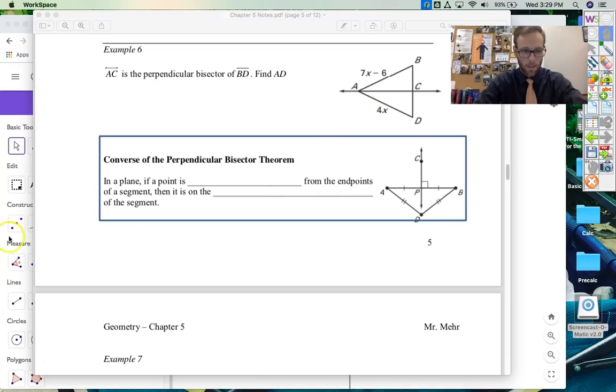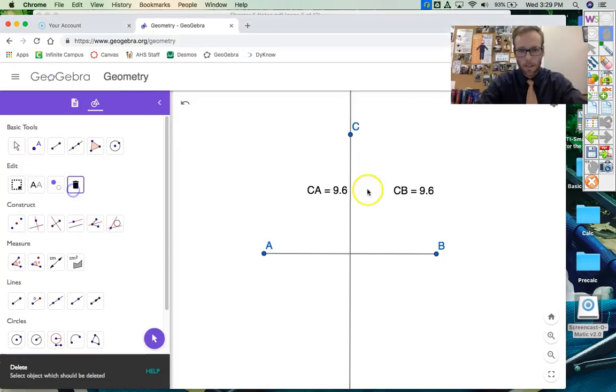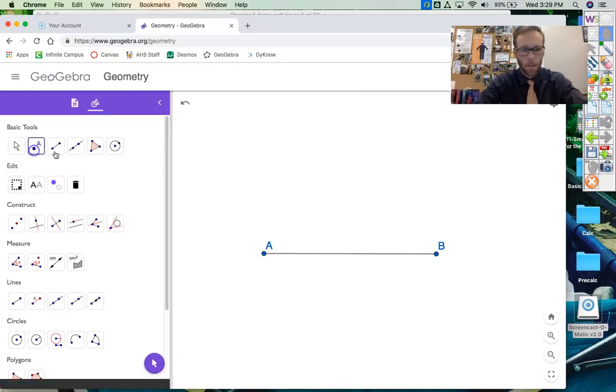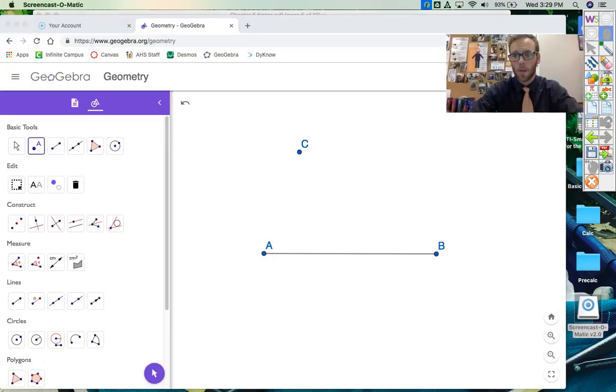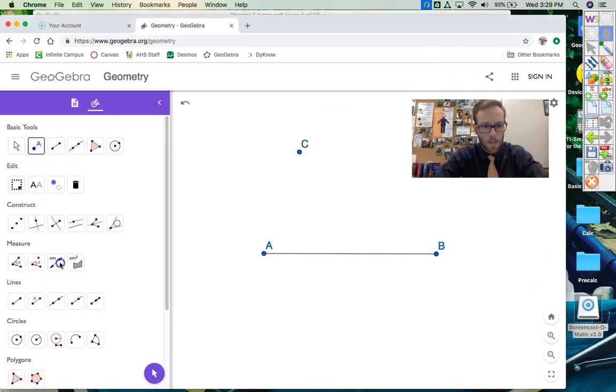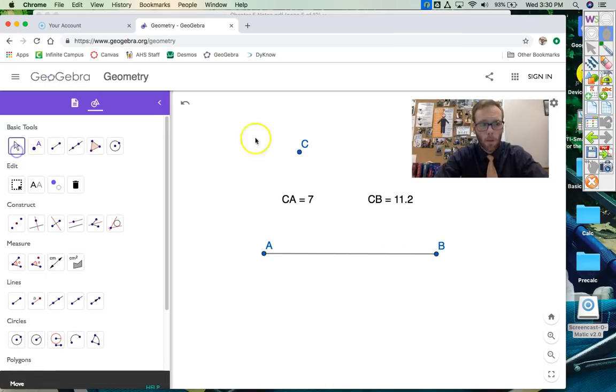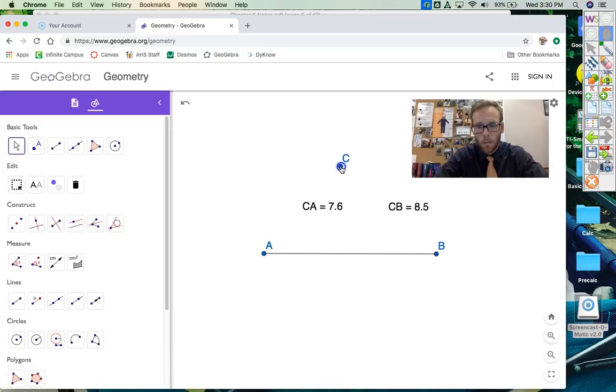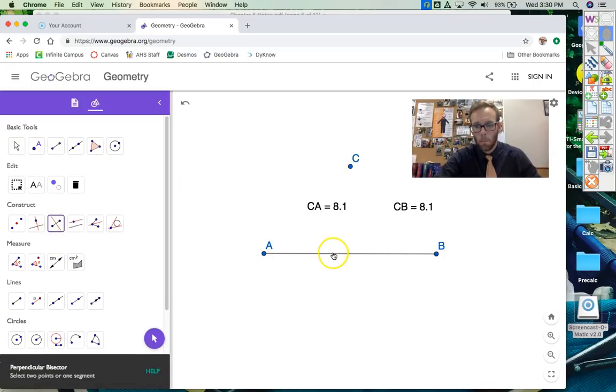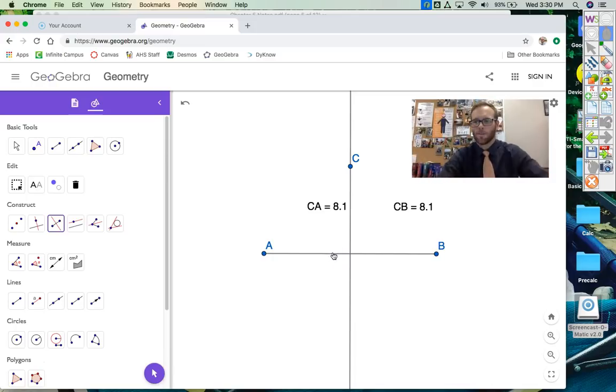Okay, let's take a look in GeoGebra at this one. So let me go and delete this perpendicular bisector. Boom, it's gone. I'm going to take a point. I'm just going to put it up here, just hanging out somewhere. Now I'm going to measure the distance between C and A and C and B. Is it equidistant right now? No, it's not. But let's see if I can find a spot where those numbers are the same. Oh, getting close. Boom. They're the same. Okay. So where do you think this point C is? Here's my perpendicular bisector tool. Right on the perpendicular bisector.